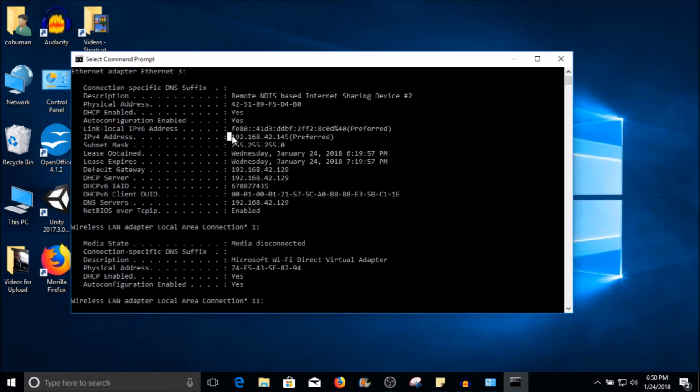So what we have is basically my local address, right? And this is assigned by Dynamic Host Configuration Protocol. So a server that assigns IP addresses on the network assigned to me this IP address, which is 192.168.42.145, right? So in my case, my phone is acting as a router.